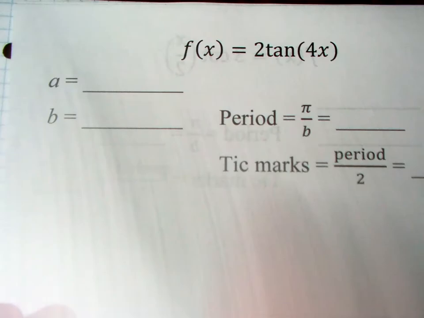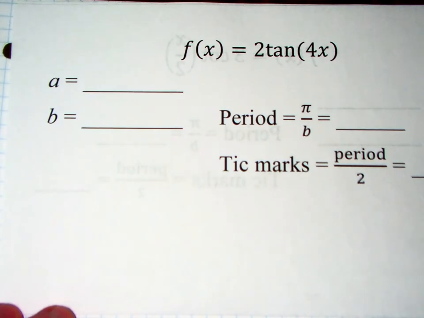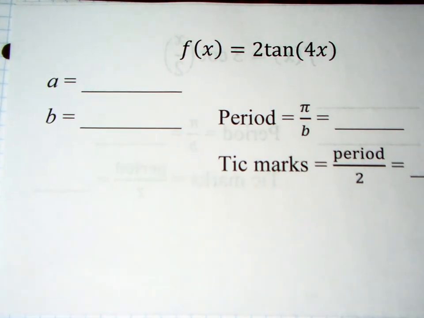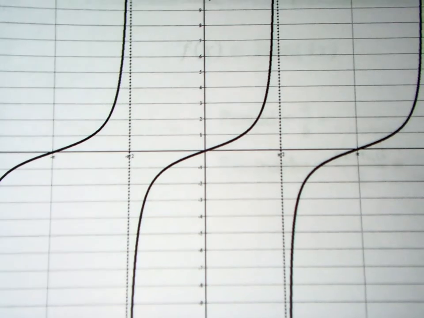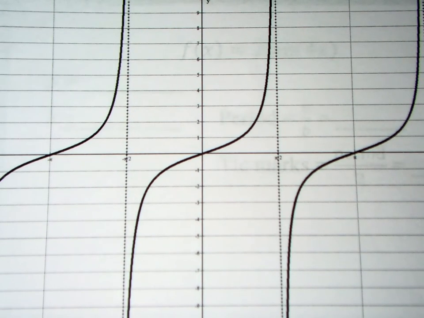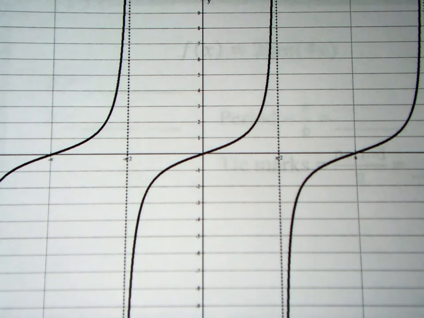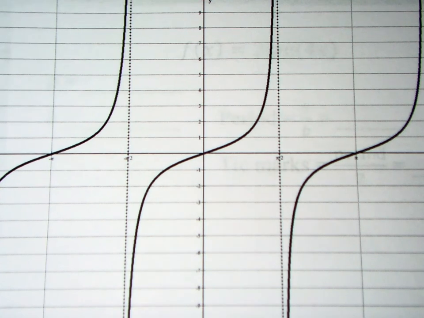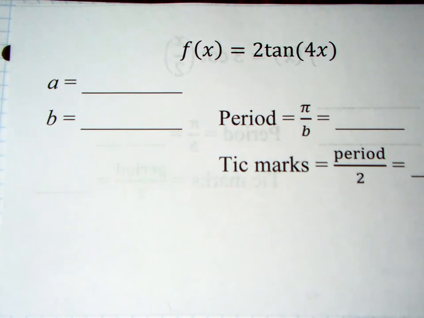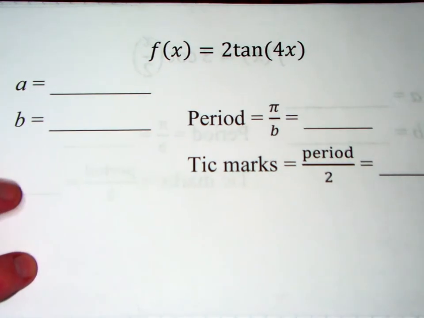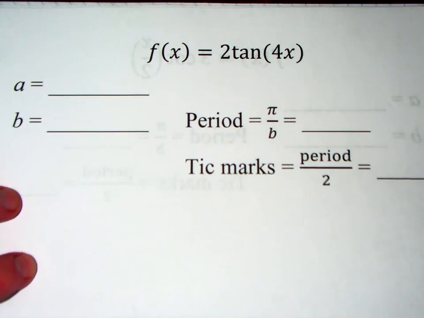And before I do that, I'll show you what the graph is going to end up looking like. So this is our parent function of tangent. You see it has some vertical asymptotes in there and those elongated S-type shapes. And again, if you want to know why they have that shape, I'll link to that video at the end of this one. So here we go. Here's our function that we're going to graph: f of x equals 2 tangent 4x.